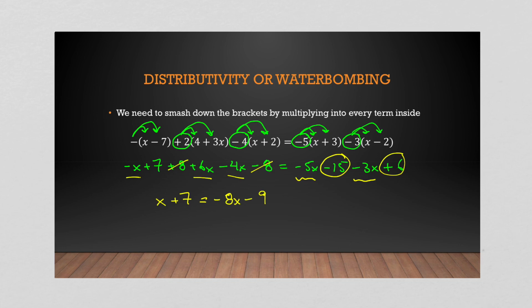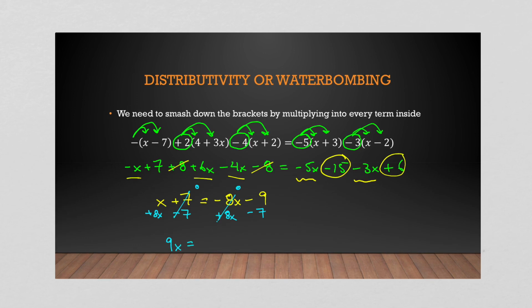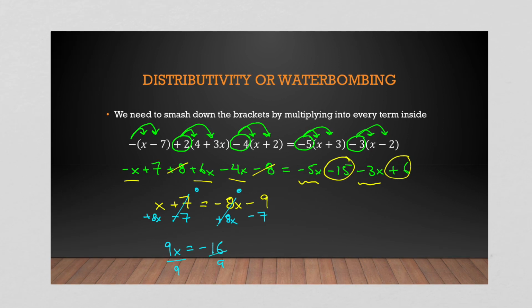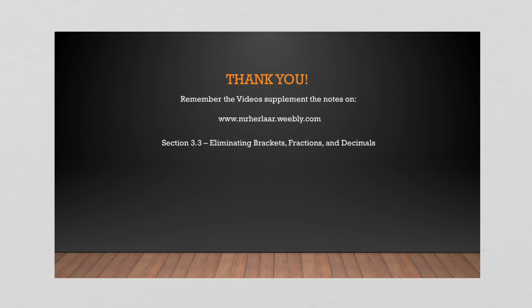So again, I'm going to do this next bit in one step. Plus 8x, and then at the same time, minus 7, minus 7. So that gets rid of that, and it gets rid of that. I'm now left with 9x equals negative 16. Last step is to divide by 9, divide by 9. X equals negative 16 over 9. And you're all done. So this ties to sort of the beginning of section 3.3.